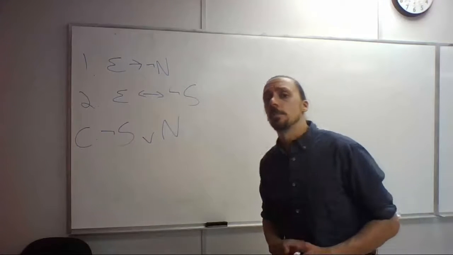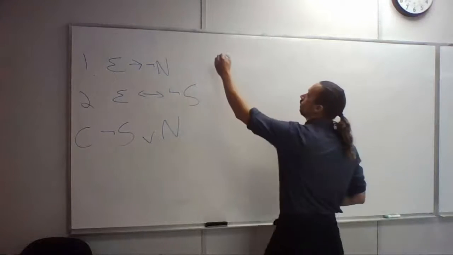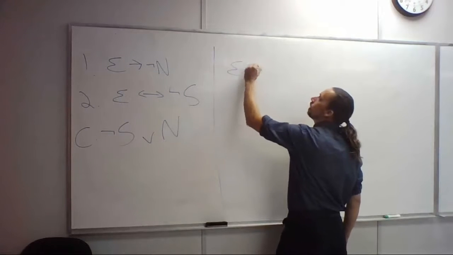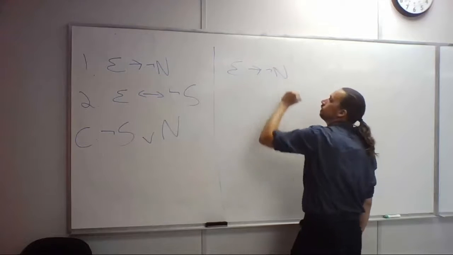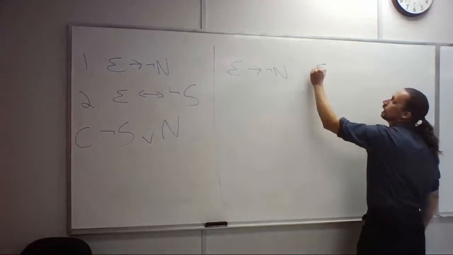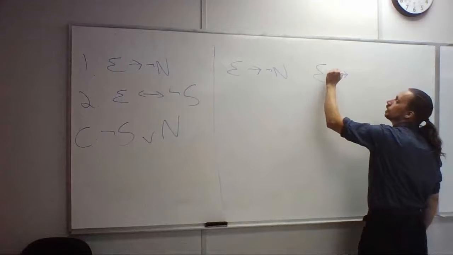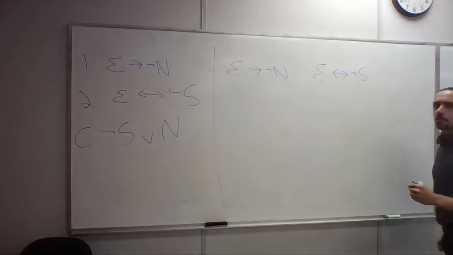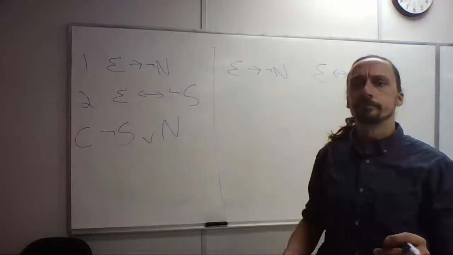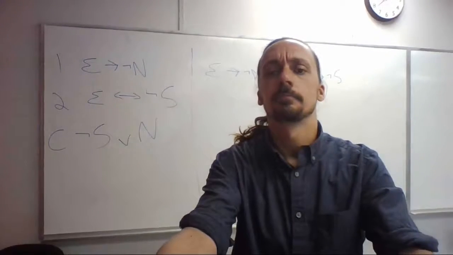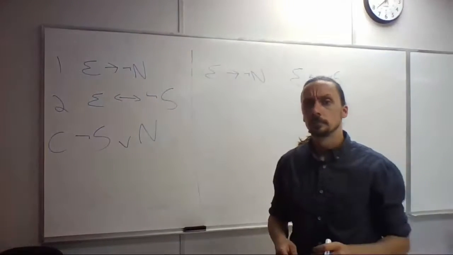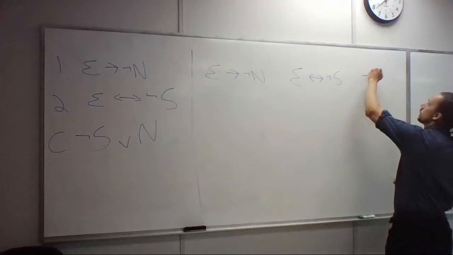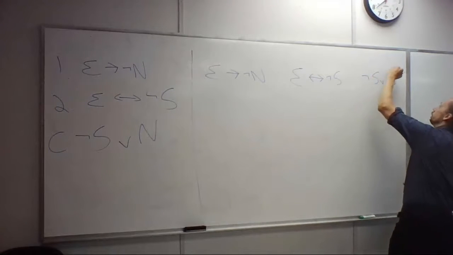Well, let's use a shortened truth table again. Premise 1: if E, then not the case that N. Premise 2: E, if and only if not S. Conclusion. Am I running out of board space here? Is this legible? Adjusting the monitor. It's pretty good. Therefore, conclusion, either not S or N.